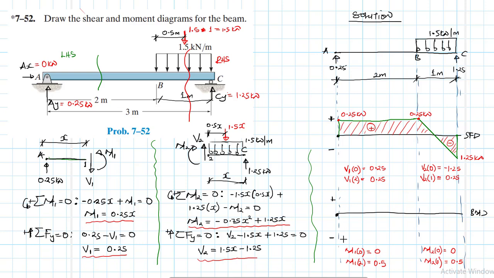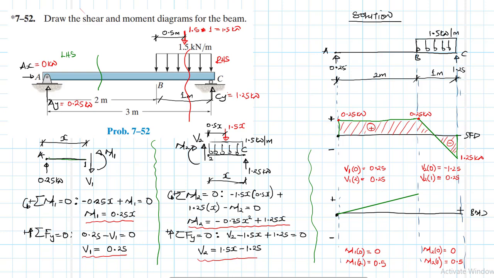So let's start doing the plotting. From A to B is 0.25x, so this is just going to be a linear curve, something like that. And then from C to B, this is a polynomial of degree 2. This is quadratic, so expect it to open like that, like I had shown initially.